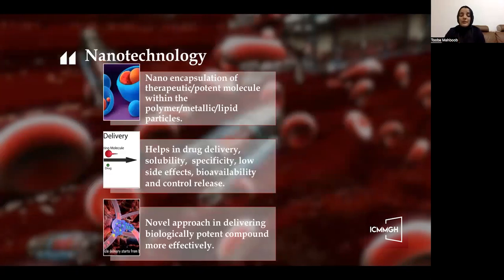Moving towards another part: why did we implement nanotechnology? What is nanotechnology? Basically, it's the nanoencapsulation of a drug or therapeutic compound within a polymeric, metallic, or lipid nanoparticle. It helps in drug delivery, solubility, and specificity, and also helps to reduce side effects. It's a novel approach in delivering a biological compound or a drug in a more potent and effective way.